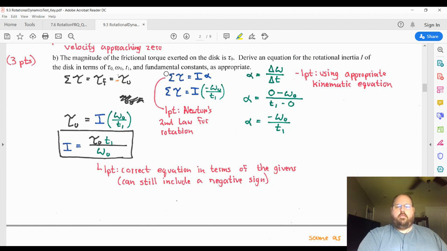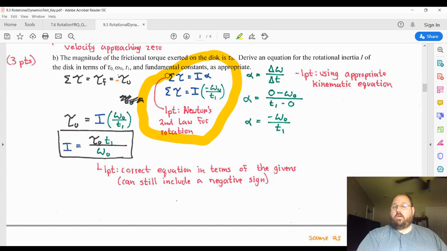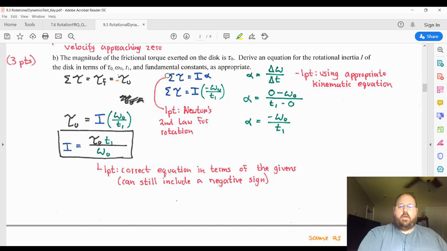So 1 point if we use some application of Newton's second law for rotation. So net torque equals I alpha, or alpha equals net torque over I. Anything using Newton's second law for rotation would get us the first point. We don't have the acceleration, but we do have the change in velocity and a change in time, so we can just use alpha equals change in omega over t to get our alpha.